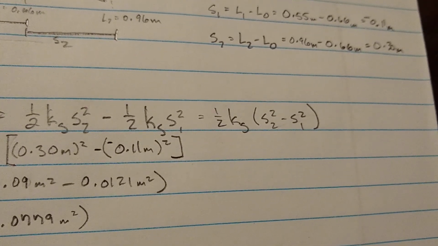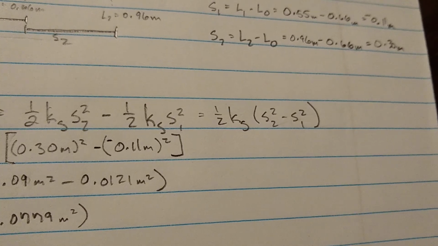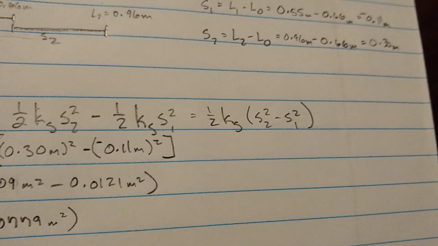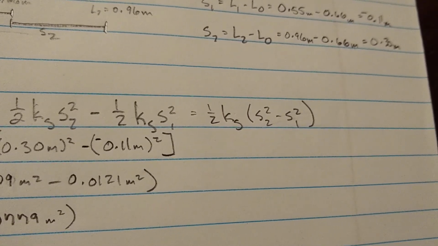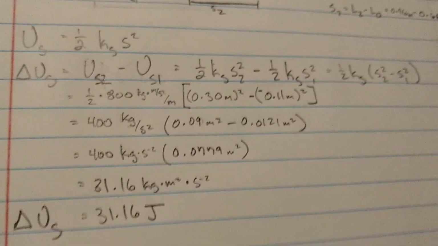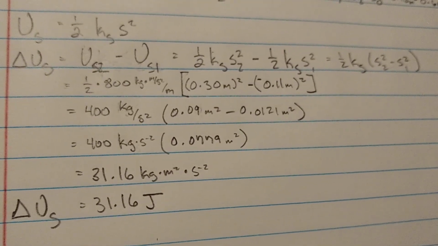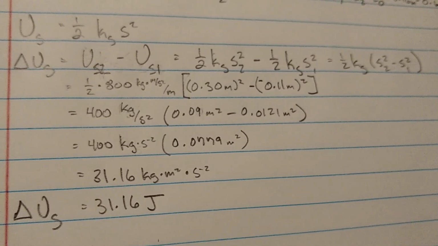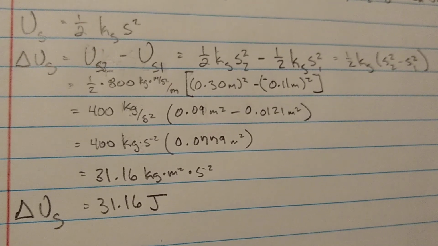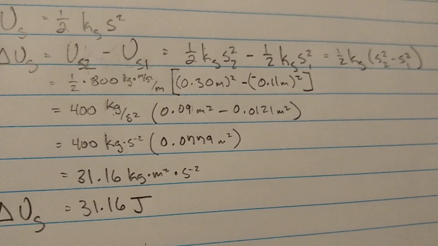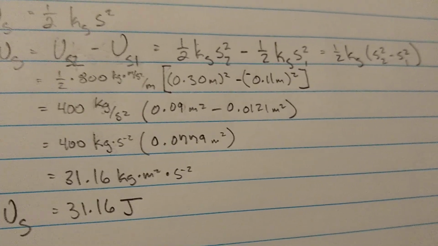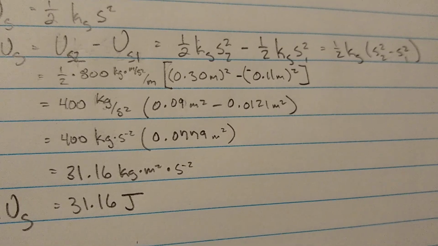And you can just do some algebra. You can have 1/2 the stiffness times the stretched squared minus the compression squared. Here's the math. Make sure your units line up. I like to change my newtons per meter to kilograms per second squared, just so I can keep track of my units. And that's the first part of the equation. And the second part of the equation is our S2 squared minus S1 squared.